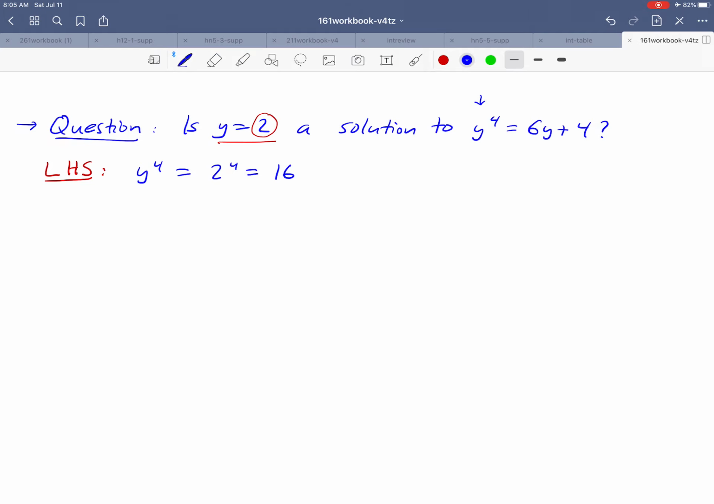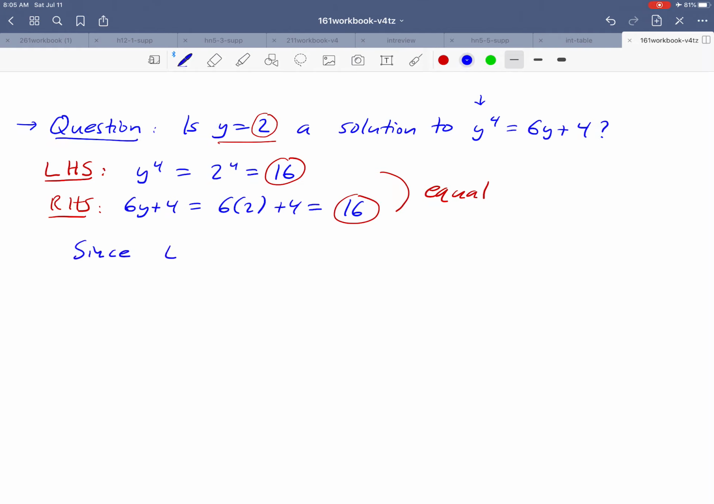There's the value on the left-hand side of the equation, and you would compare that to the right-hand side, which looks like 6y plus 4. You would ask, what do I get if I plug y equals 2 into the right-hand side? You would get 6 times 2 plus 4. That's 12 plus 4, which is 16. Notice we get the same thing, 16 on both sides of the equation. That confirms that our equation is a true statement. Since the left-hand side and the right-hand side are equal, y equals 2 is a solution.